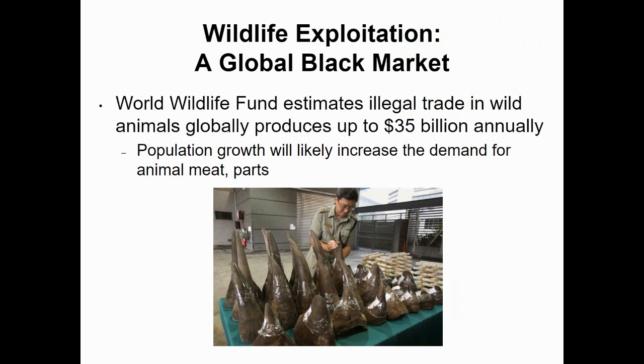Here you see rhinoceros tusks. We're going to talk a little bit about the global black market and wildlife exploitation. This would be a great topic. I bet we're going to have some papers on this one.